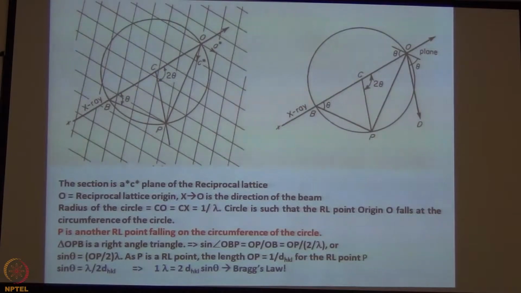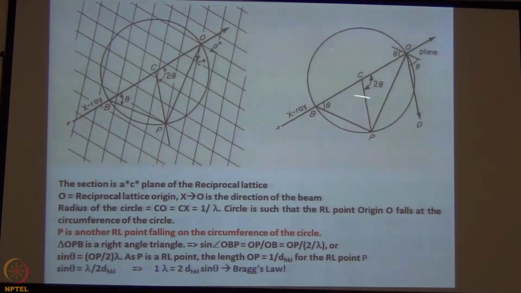What do we get to know from this? We get to know from this that if we draw a circle of radius 1 by lambda, taking the crystal as the center, and the corresponding reciprocal lattice is drawn with respect to the crystal position, then any point which falls on the circumference of that circle meets Bragg's condition and gives you diffraction. No other point gives you diffraction.